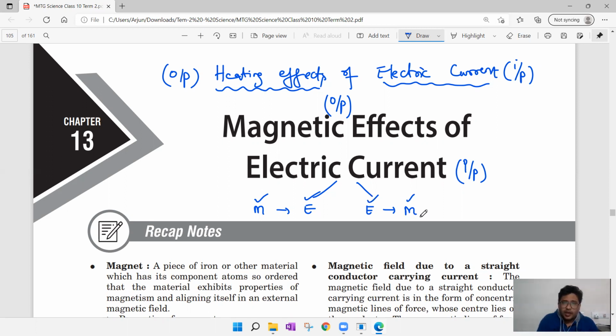Actually, this concept is deleted for this academic year, which is nothing but working of electric generator. If time permits, we'll discuss that also. So we'll see working of motor and working of generator, everything. So first let us go with a few basic concepts.